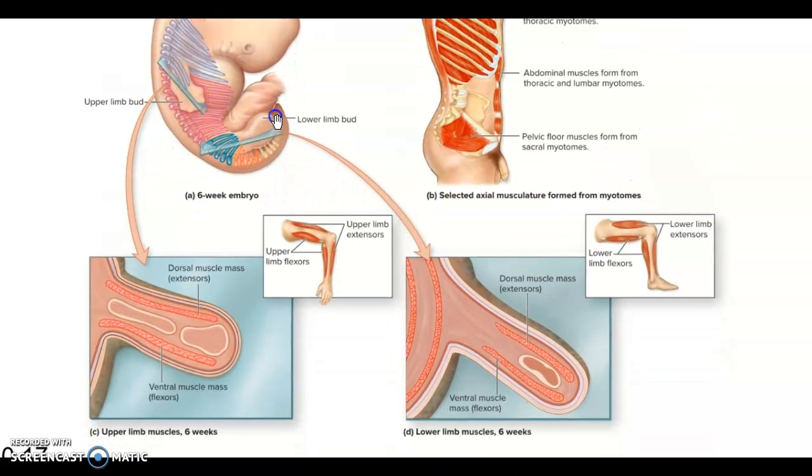myotome. So this is the fetus. Here's the lower limb starting. These will be the legs. And then back here, the arm starts. So this will be the arm. These are the dorsal muscle mass extensors. And see, this is what they will turn out to be. And then the same with the leg. Just know very basic about this.